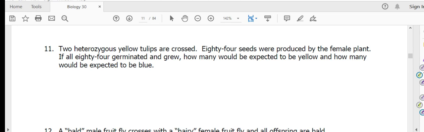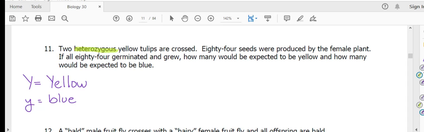to be blue? So they didn't tell us specifically which one's dominant and which one is recessive. Or did they? Look at this. They said that the yellow tulips are heterozygous. Well, if they say that any trait is heterozygous, that means that is the dominant trait. So yellow is dominant to blue. So I'm going to use a lowercase y to represent blue.